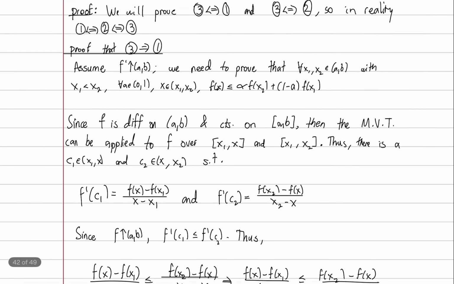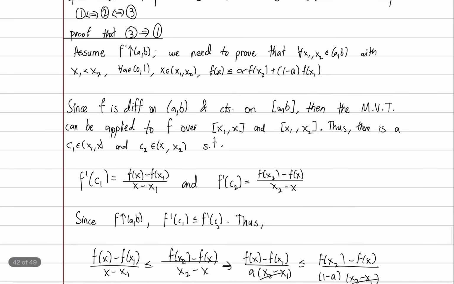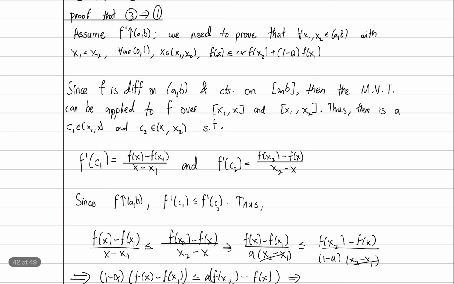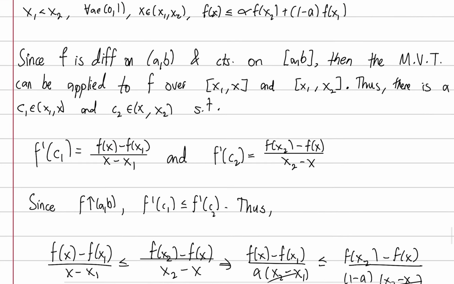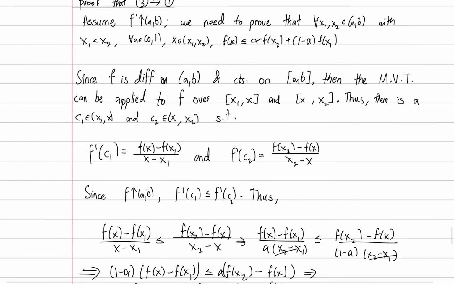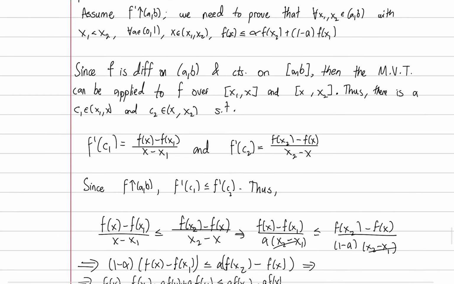Since f is differentiable on (a, b) and continuous on the closed interval, the mean value theorem applies to f over these two intervals, okay? We're going to split the interval into (x1, x) and (x, x2). Thus, there is a c1 and a c2 in (x1, x) and (x, x2), respectively. Notice this is not x1, this is (x, x2), right? So we're splitting it to the left of x and to the right of x, and we can use the mean value theorem such that f prime of c1 is the following and f prime of c2 is the following.